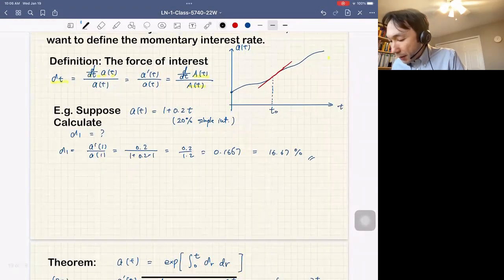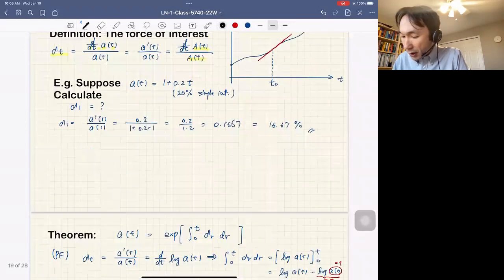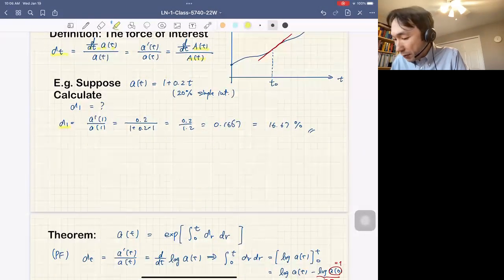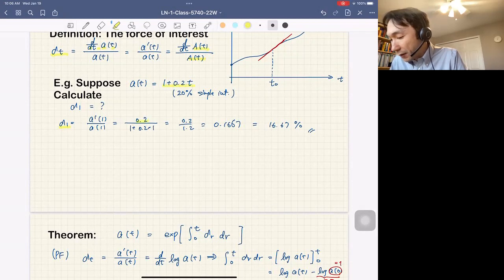Suppose that a of t is equal to 1 plus 0.2t, that is 20% simple interest. So $1 becomes $1.20 a year later, and $1.40 two years later. Then, for example, we can calculate delta 1 as a prime of 1 over a of 1. a prime of 1 is 0.2, because a of t is just a first degree polynomial, so the derivative is 0.2, and the denominator is 1.2, so 0.1667. You can see that $1 becomes $1.2 after a year, and this becomes $1.4.